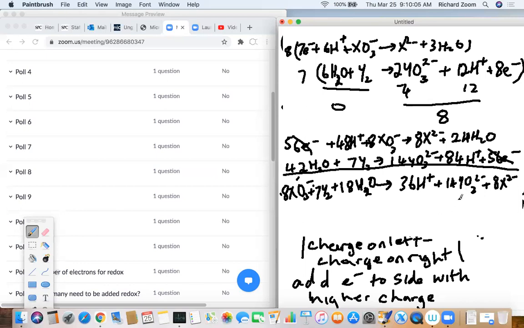So what we'll do is we'll count up all the atoms and then all the charges and see how we're doing. Okay, so we'll have 8 X's on this side. We have 8 X's on this side, so that's fine. Now the oxygens. 8 times 3 is 24, plus 18 is 42. On the other side, 14 times 2 is 28. Huh. Is that 18 oxygens?